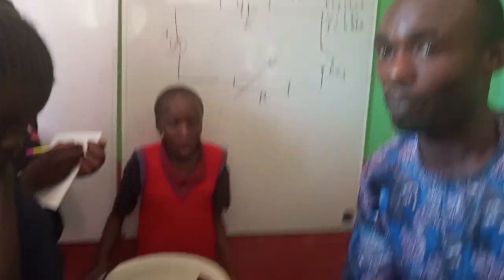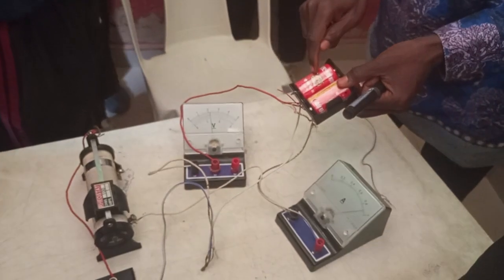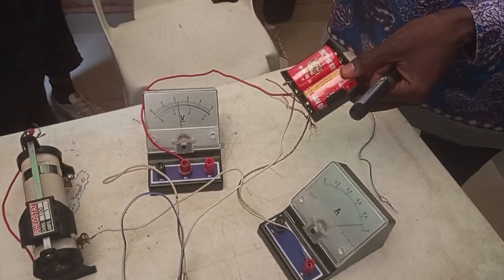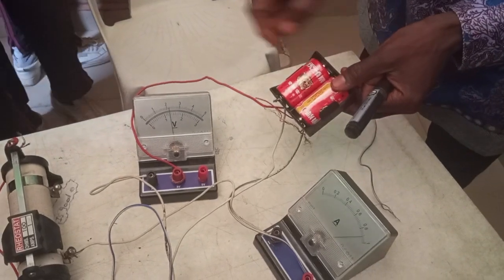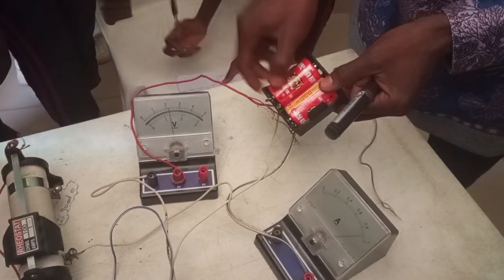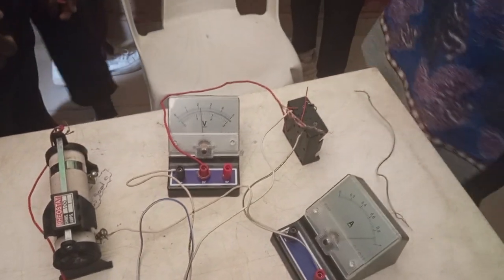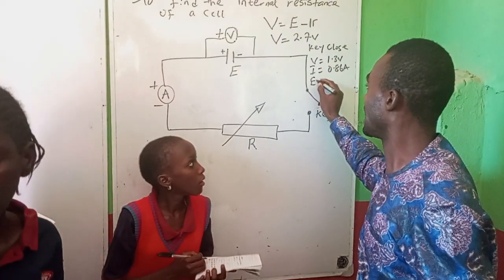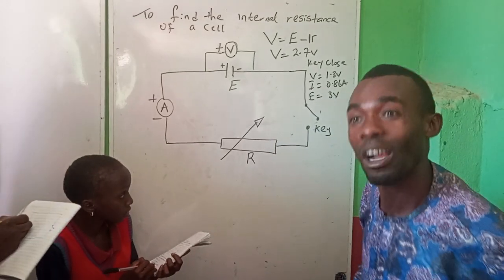Look up. This is my cell, the battery. Each of them is 1.5 volts. If you add the two together, it becomes what? 3 volts. Now our cell E is what? 3 volts.